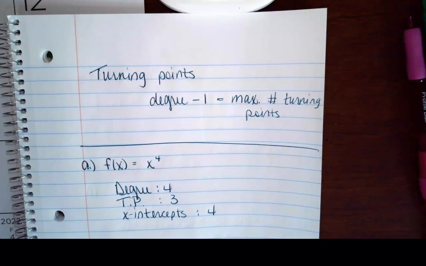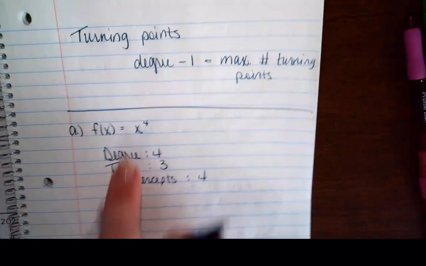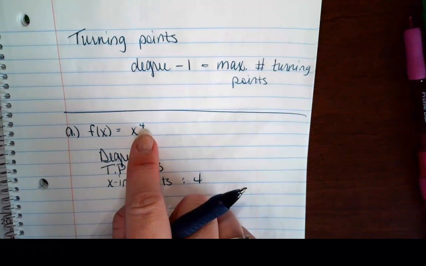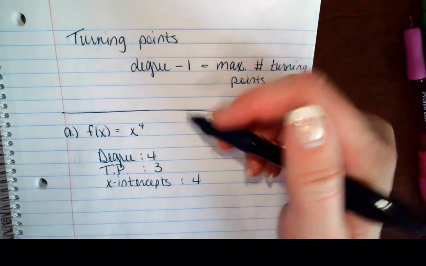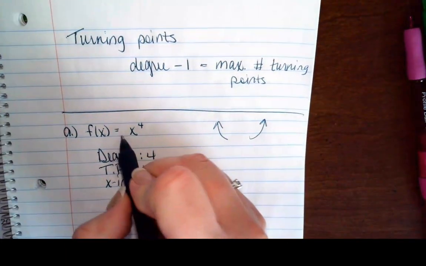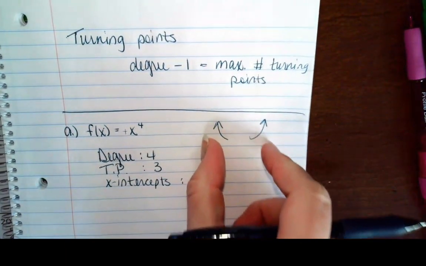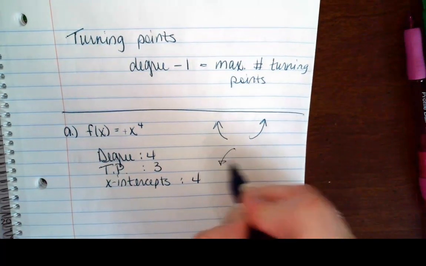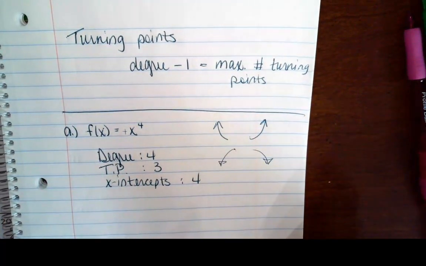What is your end behavior? So on this one, I know that it's even. And if it's even, my arms are going to go up in the same direction or go down in the same direction. So if it leads off positive, my arms are both going to go up. If it leads off negative, my arms are both going to go down.